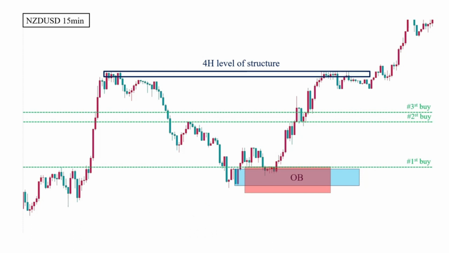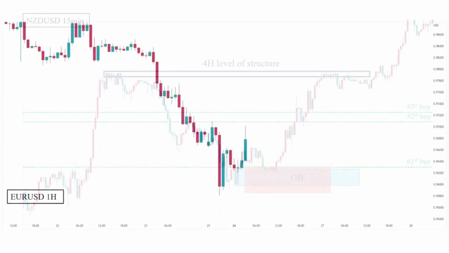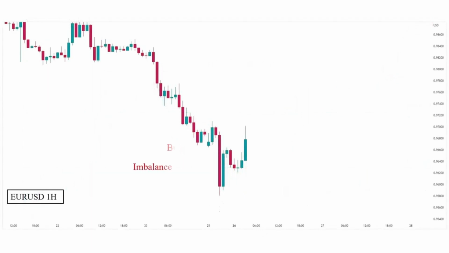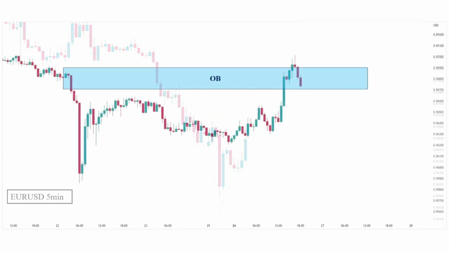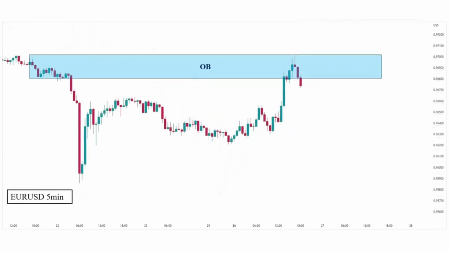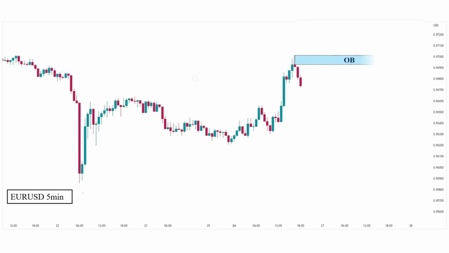Now, let us look at the Euro-Dollar 1 hour time frame. Here, we can immediately notice this impulsive move to the downside with imbalance and BOS. So, we draw our order block. Now that the price has reached this level, let's zoom in to the 5 minute time frame and look for entries. Here we can see that we have already made a change of character, since the candles have broken and closed below this level. So we mark this recent 5 minute order block and place our sell order.